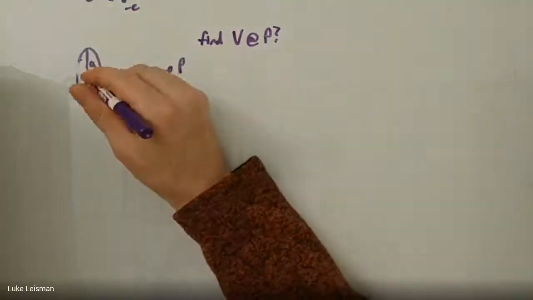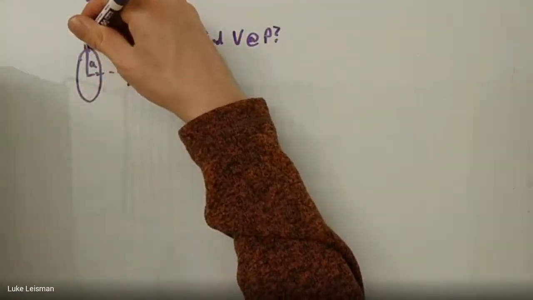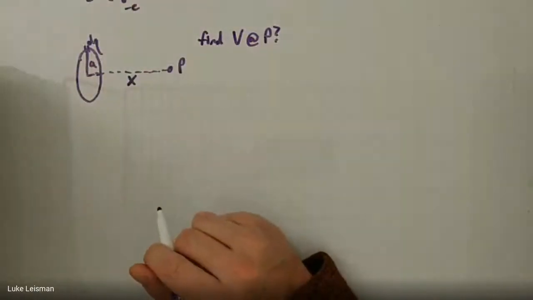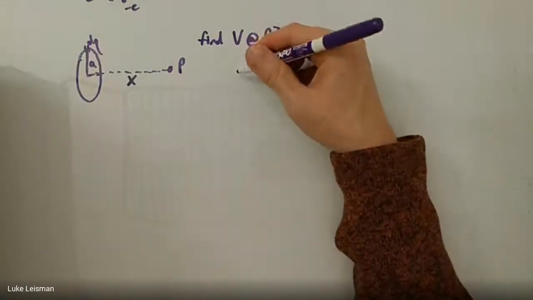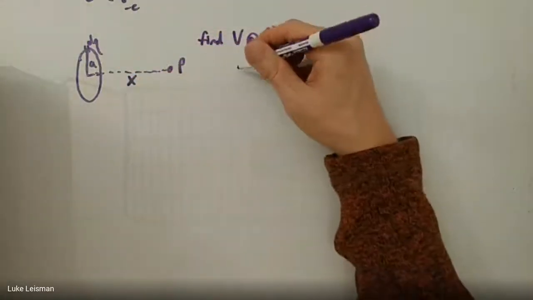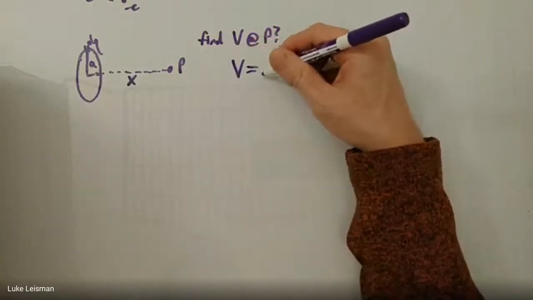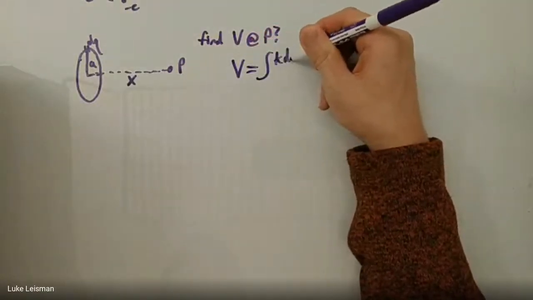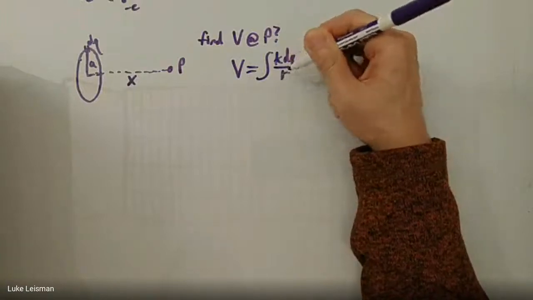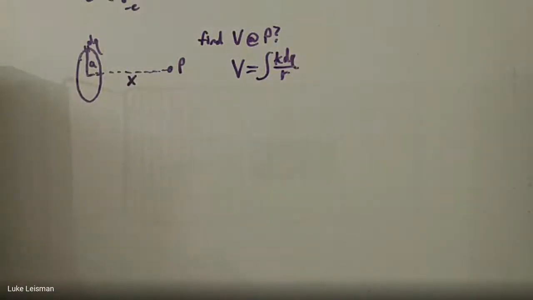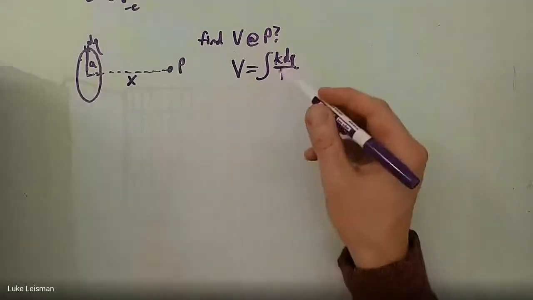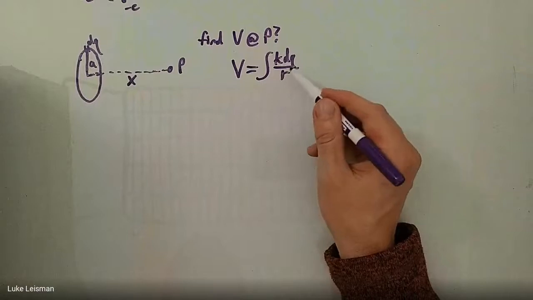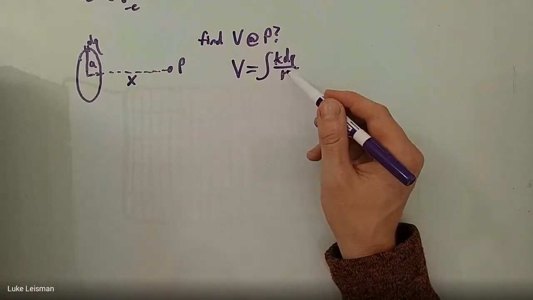And we did that by chopping up the ring into a bunch of little pieces, dq. Well, for potential, we again want to chop up the ring into a bunch of pieces dq. The formula that we wrote down is that V is the integral of k dq over r. We'll chop up that ring into a bunch of dq's, but because it's not a vector problem, we don't need to draw in a bunch of electric field vectors here. We can just think about turning this integral into something that we can do.